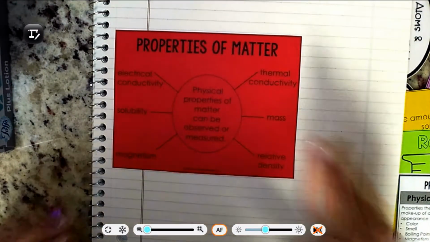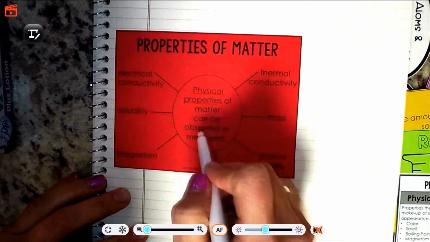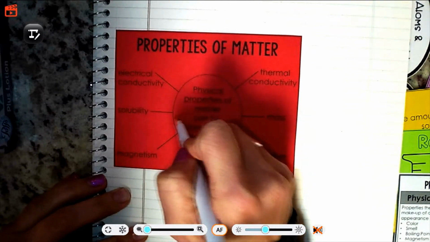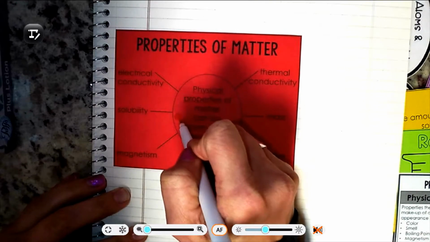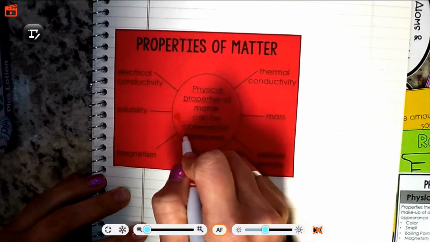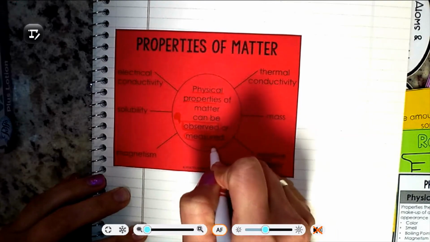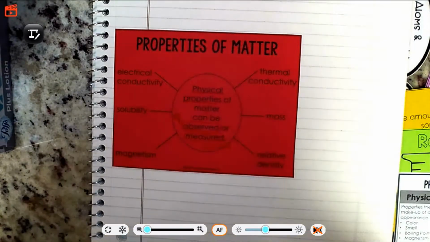So we're going to look at some of these and we're going to add in a few. So the physical properties of matter can be observed, so we can see them like with a magnifying glass. It's a bad magnifying glass. Or measured, like with a tape measure. Okay, we're going to talk about some of these just in general.